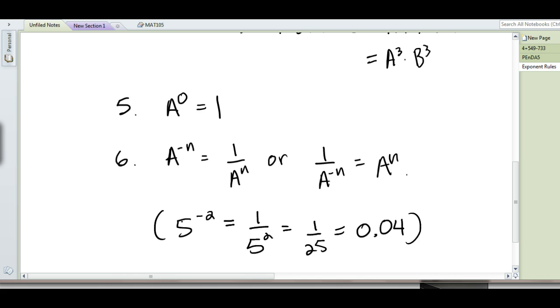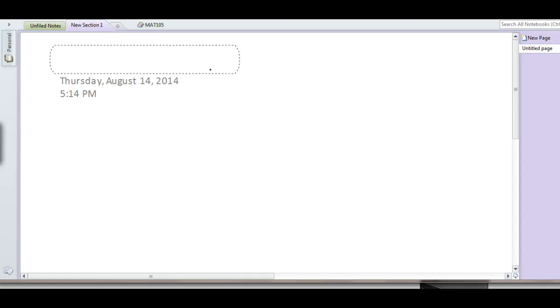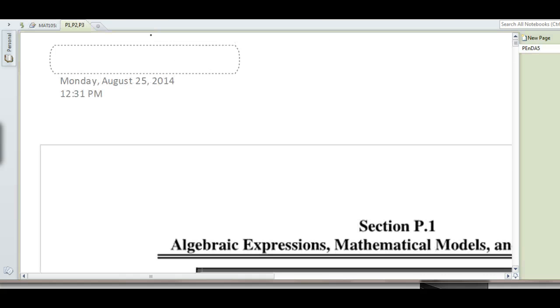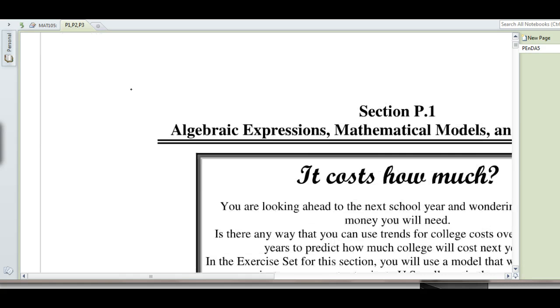Alright, so let's go back to the learning guide and see if we can do some of these problems, knock them out. Okay, I think this is where we were. That's section P1, so let's go down to P2.